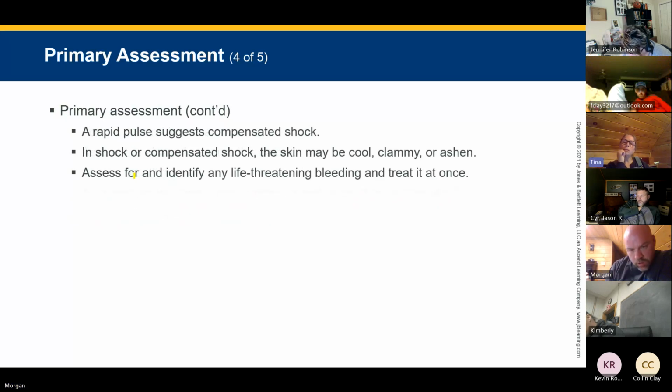Would they be showing any altered mental status? They could be. Usually, they start becoming agitated. Yeah. Like, they know something's wrong. Their body's pumping adrenaline into them, and they'll become agitated. Or they'll say, I think I'm going to die. In shock or compensated shock, the skin may be cool, clammy, or ashen. So it won't really say, and I'm sure that's going to show up again for you. It could be compensated or decompensated for cool, clammy, or ashen.